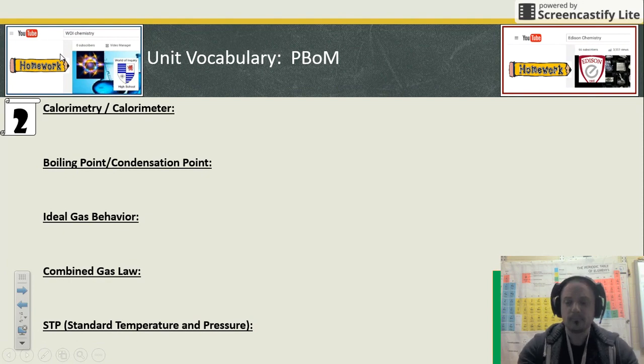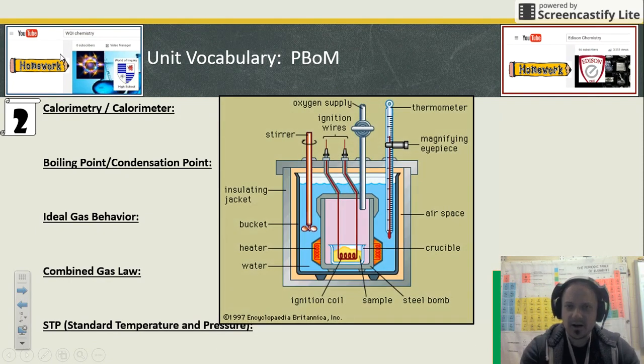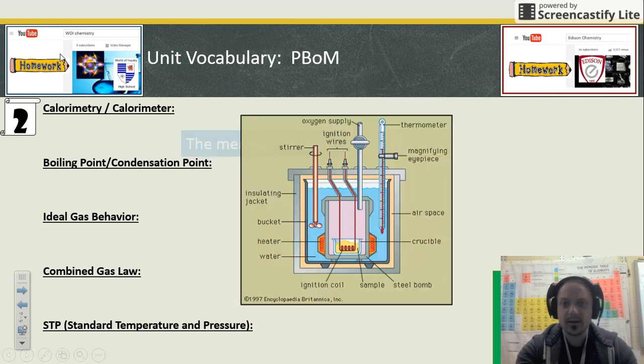normal boiling point. A calorimeter. This is a device that's used to measure heat changes. Okay, so while we will be doing calculations for heat changes, getting the data uses a calorimeter, aka calorimetry.